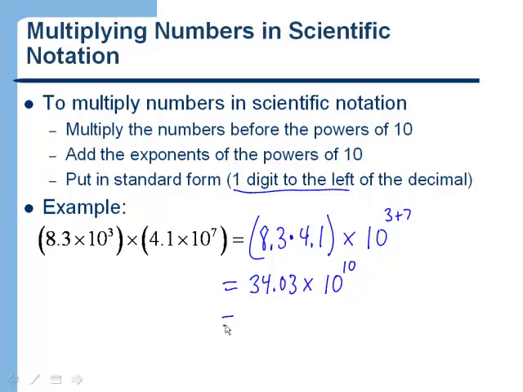And so if I'm moving that decimal to the left by 1, so I have 3.403, then remember, anytime I move the decimal point to the left, I need to increase the exponent. And so I would have 10 to the 11th. Okay? And if I had had to move the decimal 2 places, then I would have had 10 to the 12th.